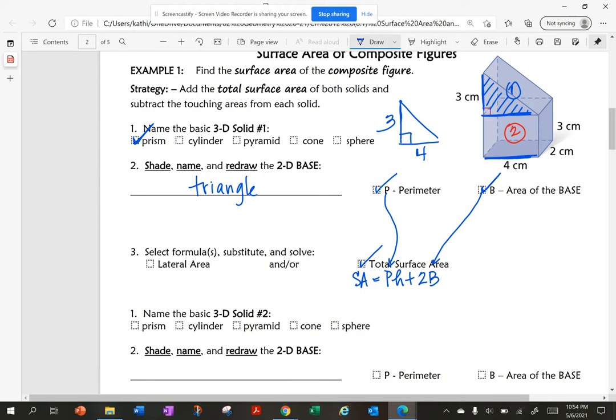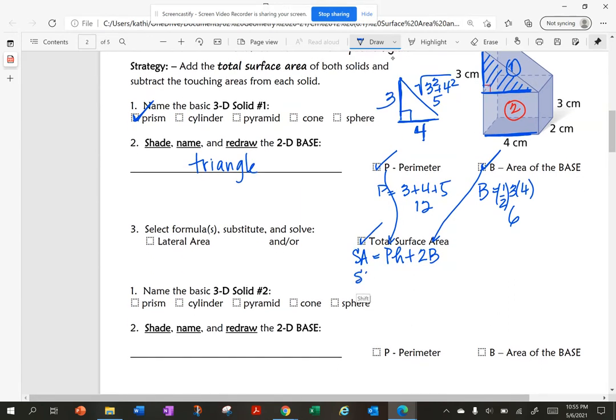My perimeter, I'm going to be adding up all 3 sides. I know 2 of the 3 sides, so I'm going to use the Pythagorean theorem to find the third side. This is going to be the square root of 3 squared plus 4 squared, which is 5. So my perimeter is 3 plus 4 plus 5, which is 12. And the area of my base is 1/2 base times height. Base and height are always perpendicular. So this is 1/2 times 3 times 4. 3 times 4 is 12, divided by 2 is 6.